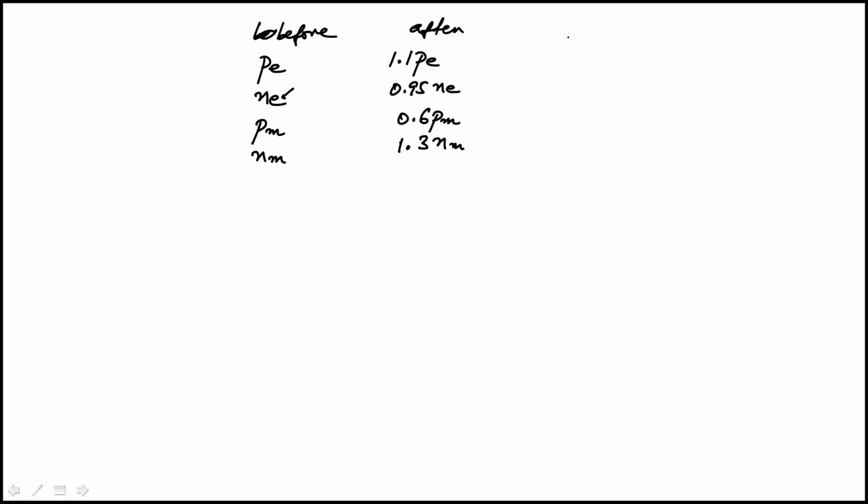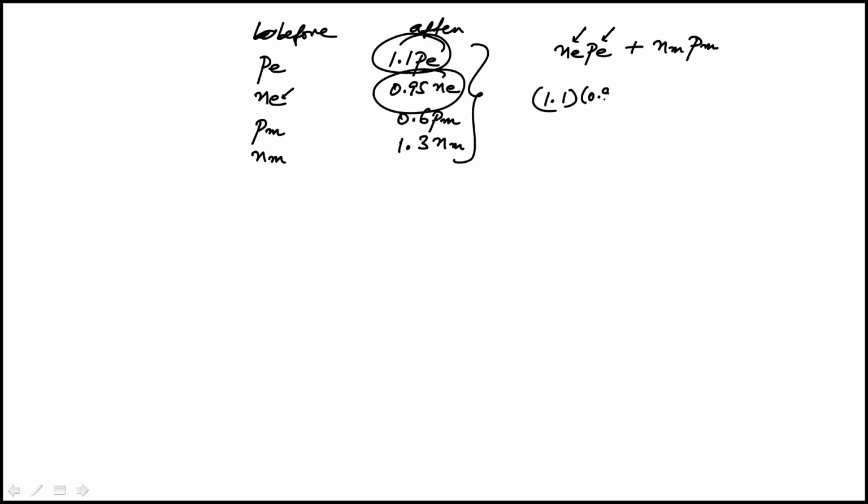So initial revenue is NE PE, number of evening tickets sold times the price of evening tickets, plus the number of morning tickets sold times the price. So this is your initial revenue. Revenue here would be, again, the price times the number, so 1.1 times 0.95, I'm kind of putting the numbers together, and then 0.6, 1.3, PM, NM.